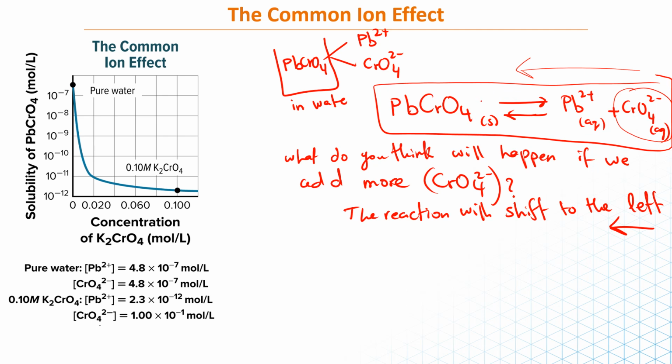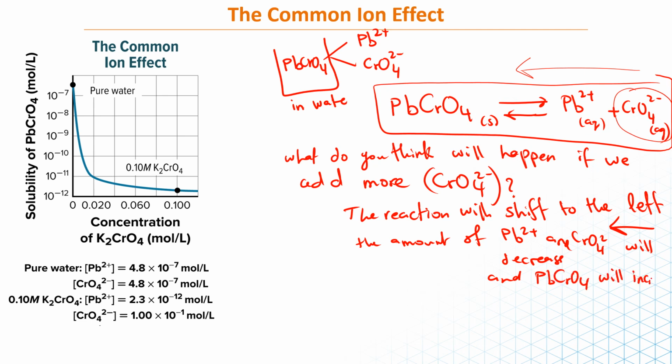And if the reaction shifts to the left, then the amount of Pb plus 2 and CrO4 minus 2 will decrease and PbCrO4 will increase. What does this mean? Because the reaction shifts to the left, the ions are reacting with each other, so their amount is decreasing. When they react together their amount is decreasing, and because it's going to the left we are making more PbCrO4, so it will increase. When the number of ions decreases, it means that the solubility is decreasing, because the ions combine to form the compound again, so its solubility decreases.